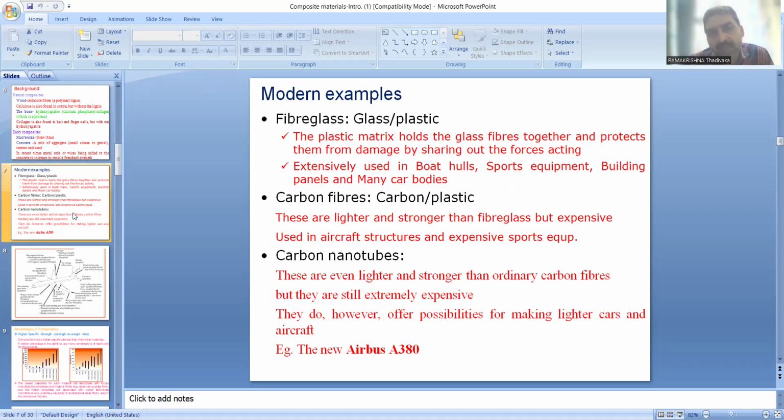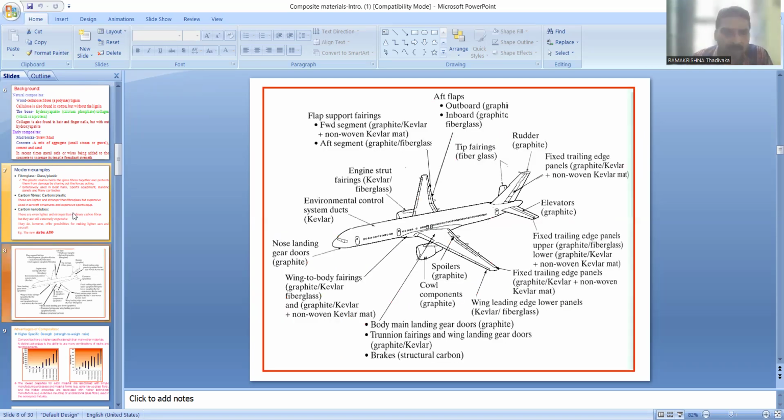Next one is the carbon nanotubes. These are even lighter and stronger than ordinary carbon fibers, but they are still extremely expensive. However, they offer possibilities for making lighter cars and aircraft using these carbon nanotubes, right? The best example of this is the new Airbus A380.